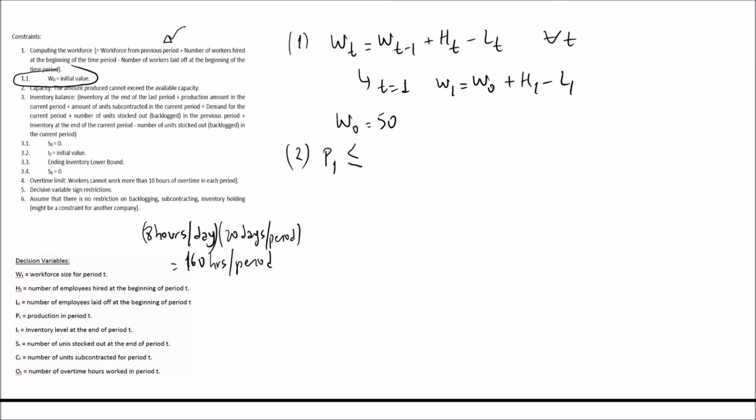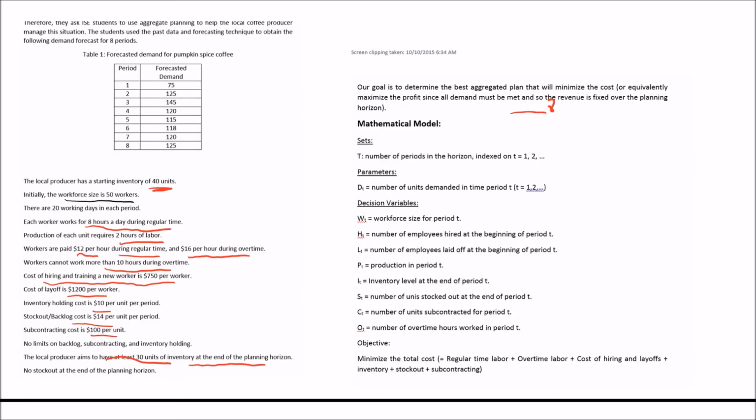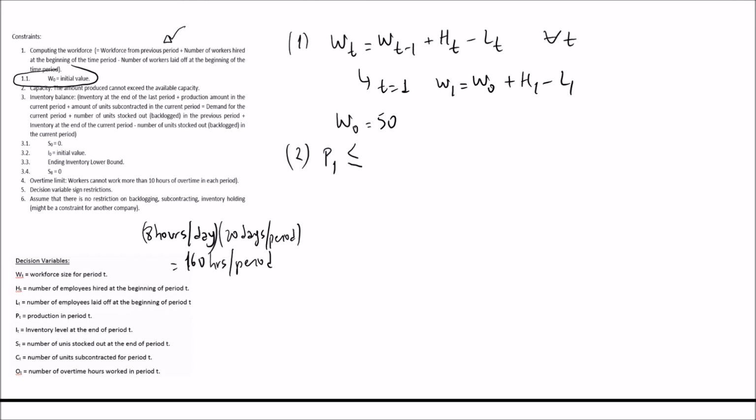Therefore, how many labor hours are required per unit? If we go back to our data, in this statement, production of each unit requires 2 hours of labor. So I have 160 hours and one unit requires 2 hours of labor. Therefore, 160 divided by 2, 80, is the production that we get from one worker. So one worker can produce 80 units.